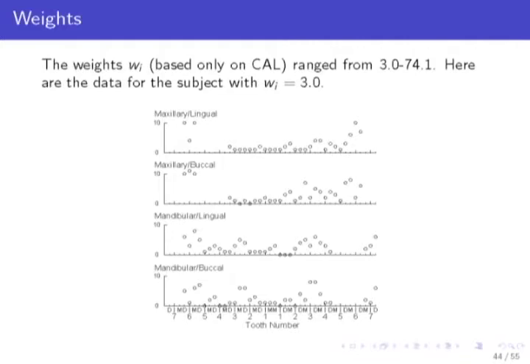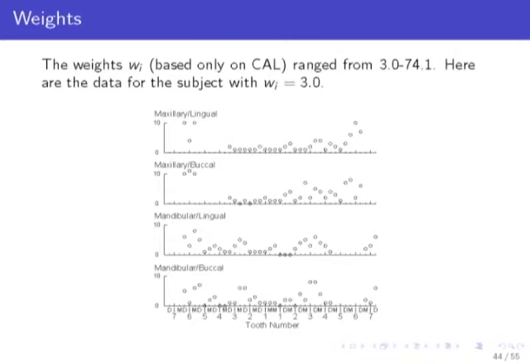Maxilla and mandible are the jaws. Lingual and buccal: lingual is the side that touches the tongue, and buccal is the cheek side. In each of these panels, there are 42 sites. So you have tooth 1 to 7 and 1 to 7 for the mandibular jaw and the buccal region, the one on the cheek side.